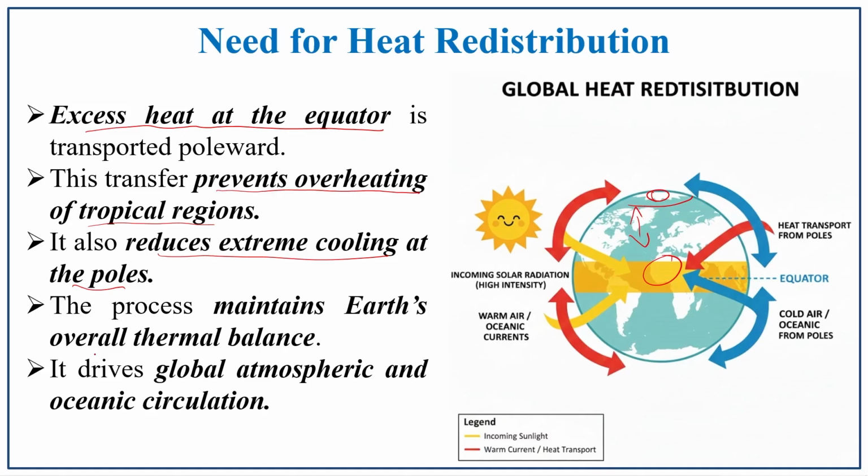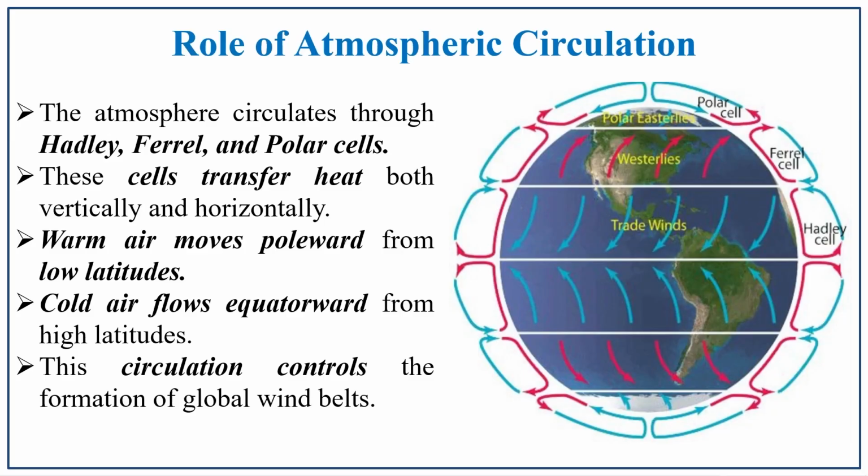The process maintains the Earth's overall thermal balance. So, in such a way the thermal balance is maintained in the global pattern. It drives the global atmospheric and oceanic circulation. Because of this process, the main concept, that is global atmospheric and then oceanic circulation, happens throughout the Earth's surface, the entire globe.